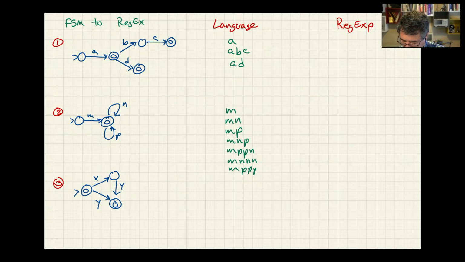And then finally, for the third one, we can accept X, Y, or just Y. So let's write regular expressions that accept these strings.